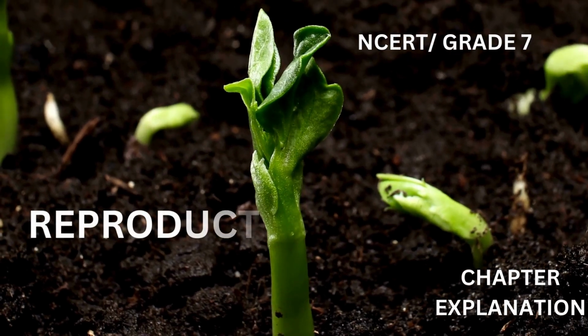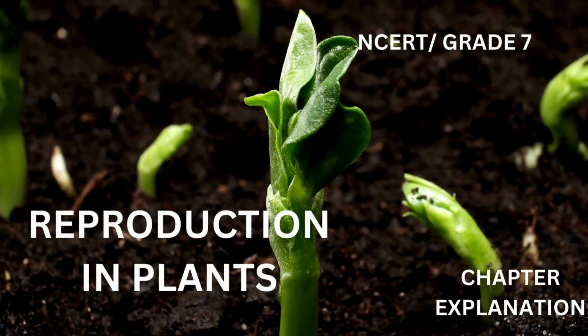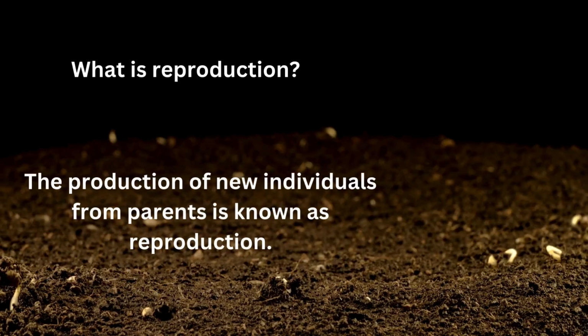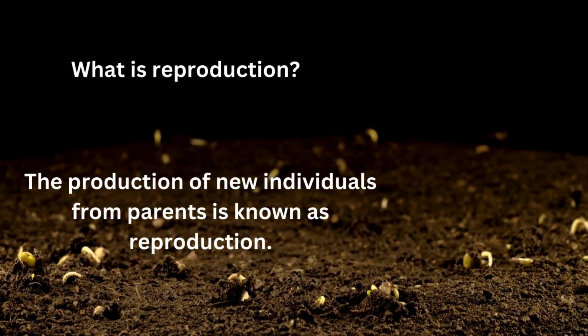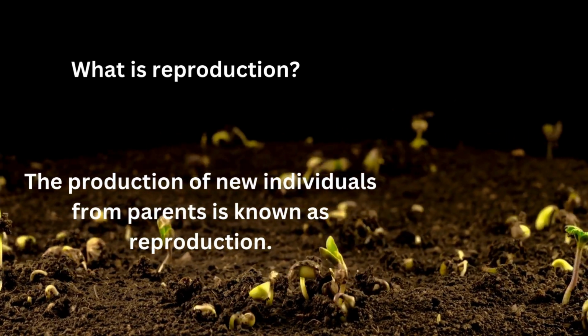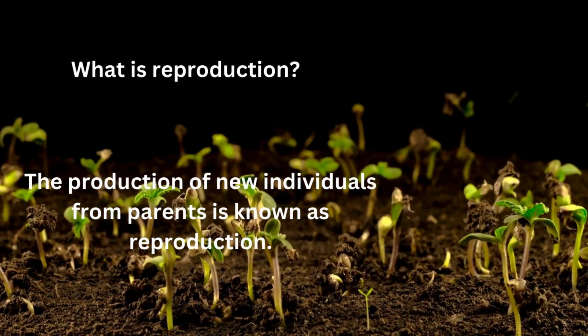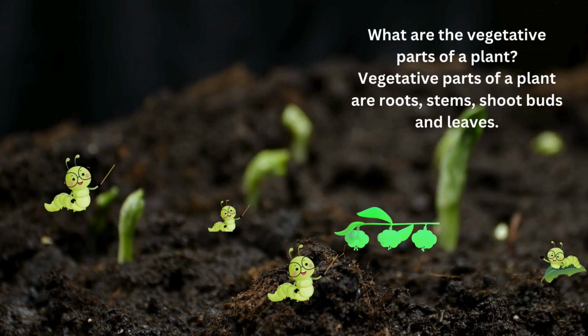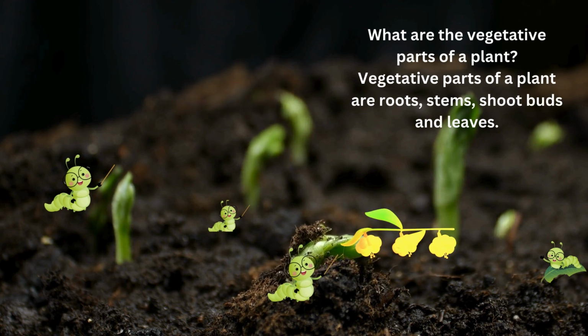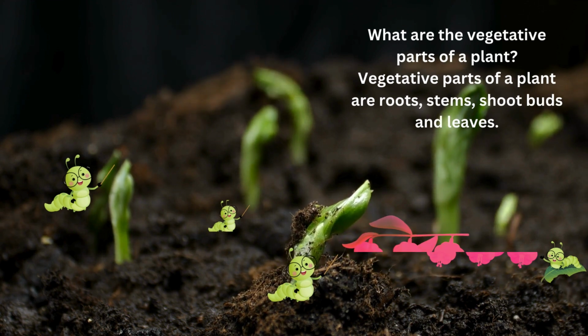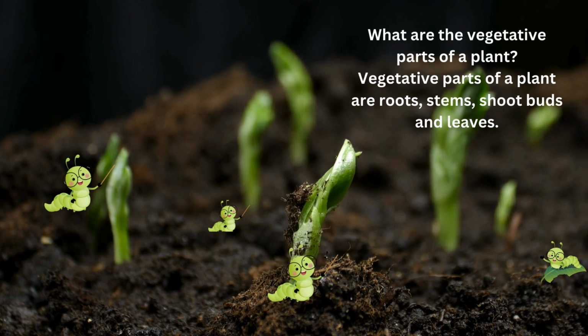In this video we are going to learn about reproduction in plants. What is reproduction? The production of new individuals from a parent is known as reproduction. What are the vegetative parts of a plant? Vegetative parts of a plant are roots, stems, shoot buds and leaves.